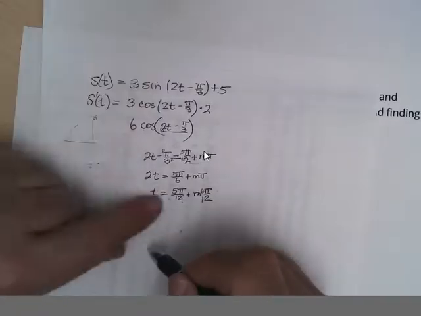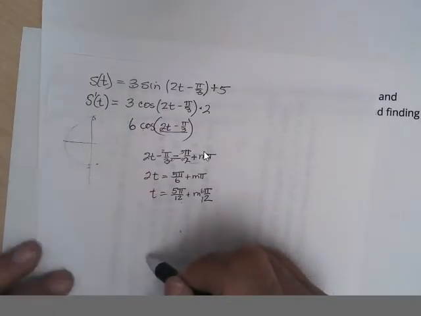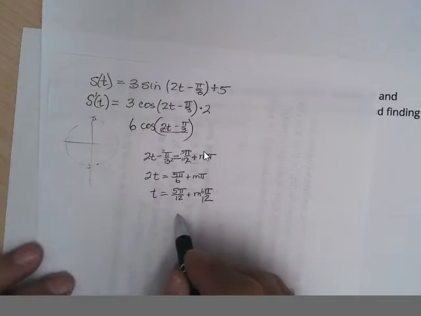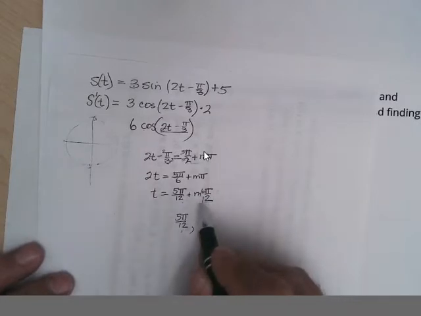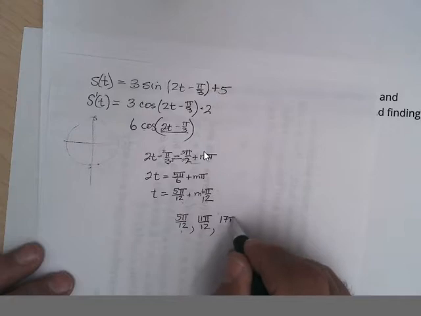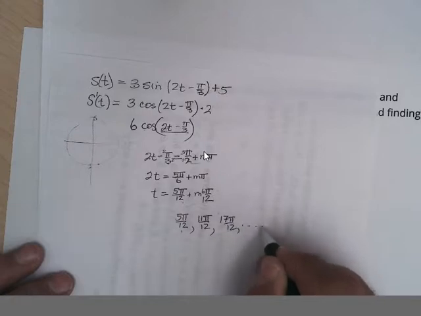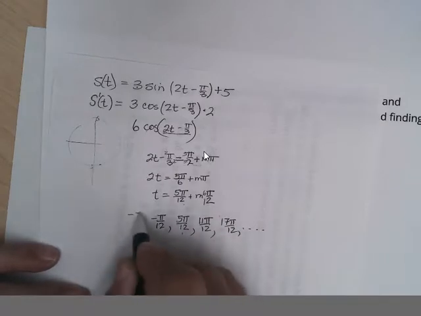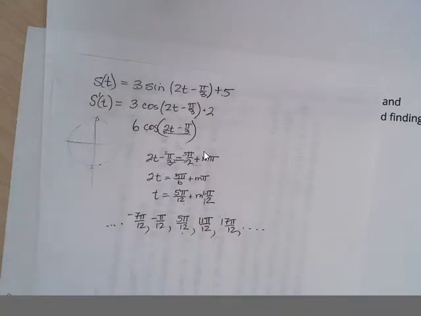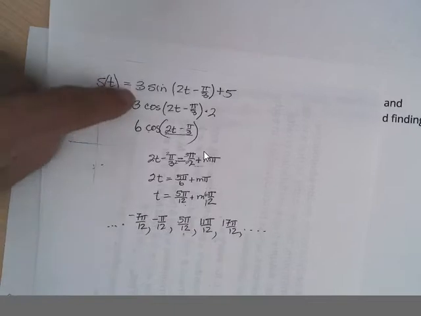So the places where the derivative is equal to 0, the critical values, are 5 pi over 12, plus 6 more of those would be 11 pi over 12, plus 6 more is 17 pi over 12, etc. And going the other way, subtracting 6, I'd have minus pi over 12 and minus 7 pi over 12. That's all the critical values for this function.